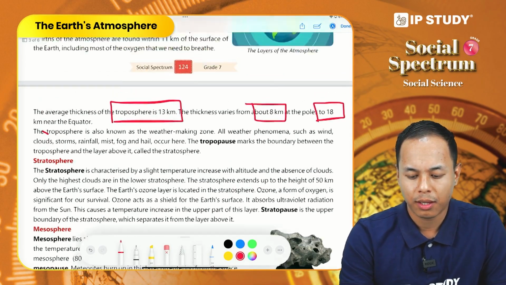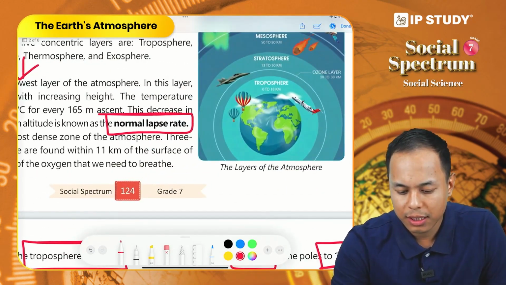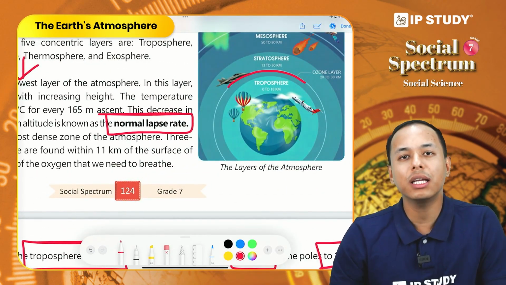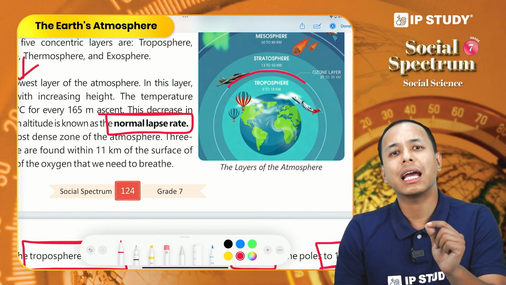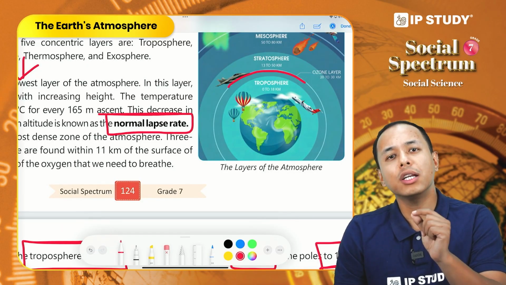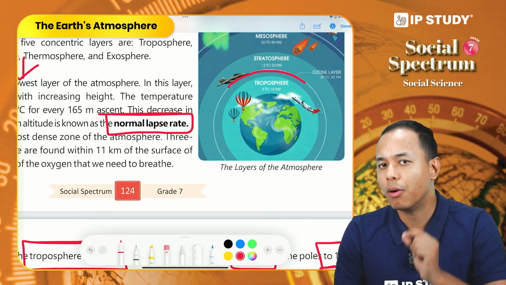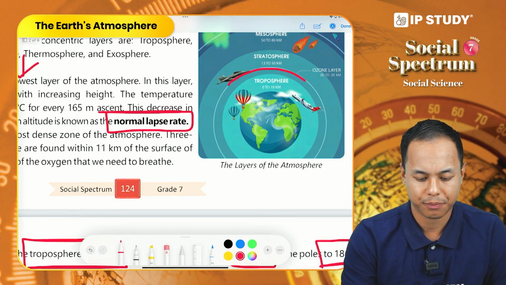And you can see here there is a boundary, and this boundary is also called the tropopause, and the tropopause acts as a boundary between the troposphere and the layer lying above it, that is the stratosphere.